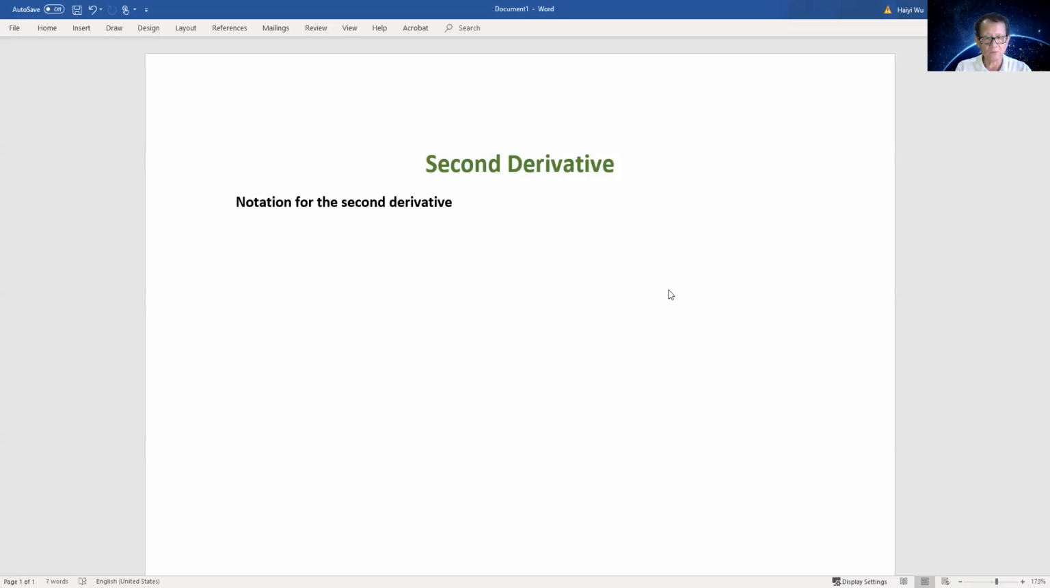When we're dealing with the second derivative, for example, we're talking about velocity and acceleration. We all know velocity is the derivative of displacement with respect to time, which we can also write as x dash. Acceleration is the derivative of velocity with respect to time. So if I replace the velocity, velocity is dx divided by dt.